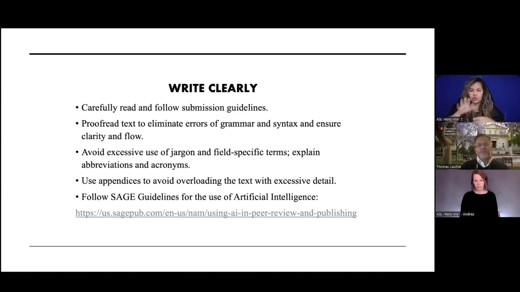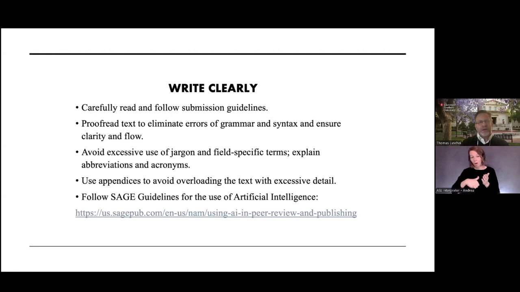And finally, as Xiaonan described, we have a 50-page limit. If you have additional supporting information, tables, figures, you can use additional materials, appendices that will ultimately be published online. But you can use those appendices also to avoid overloading the text with excessive detail.